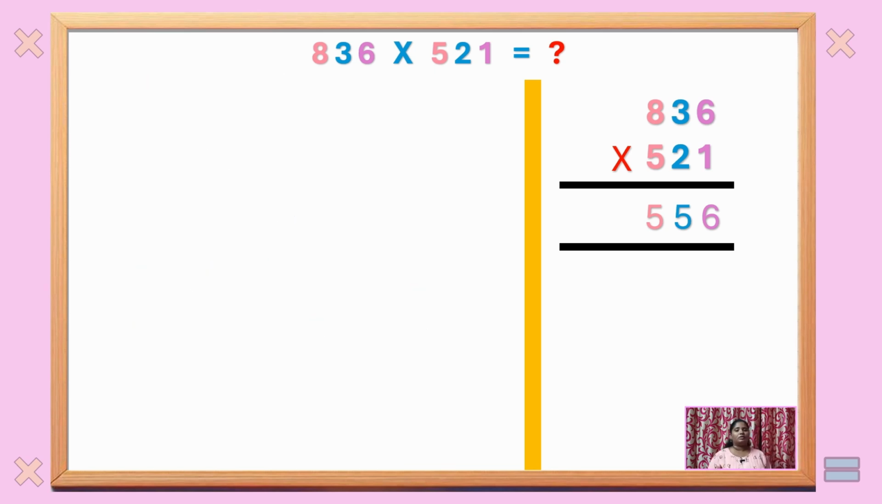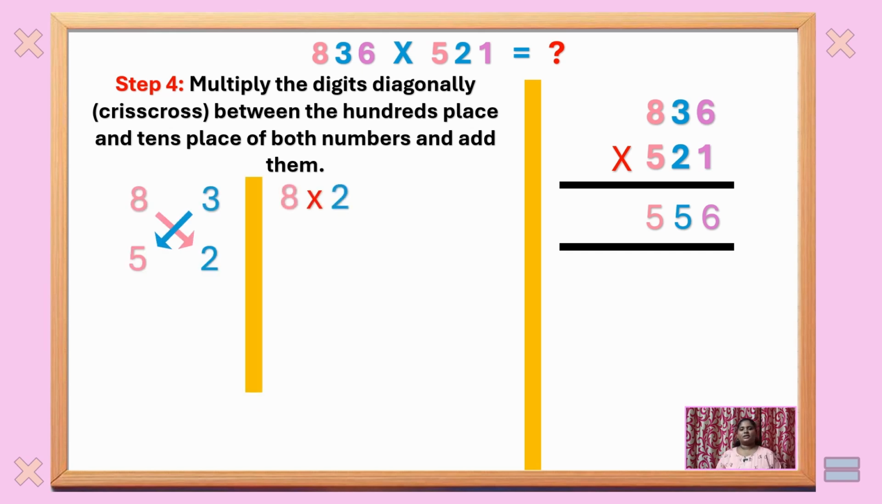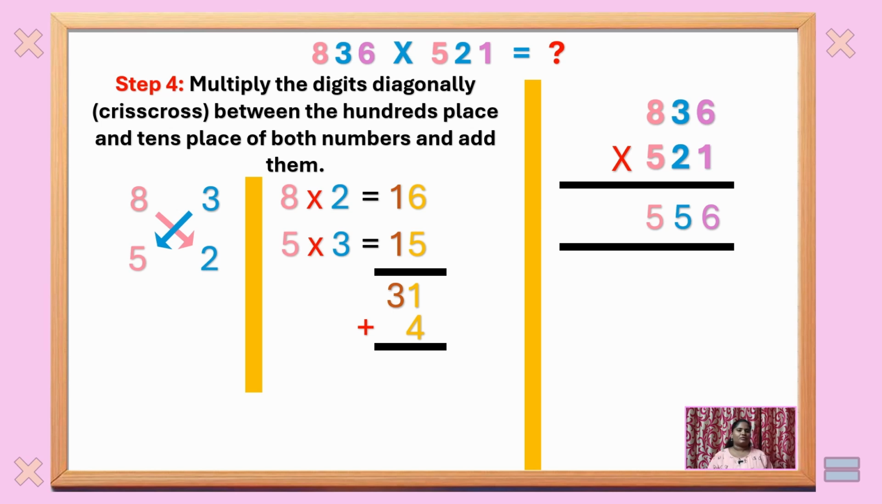Now our fourth rule, doing the cross multiplication of the numbers which are in hundreds and tens place. Let's do it. 8 into 2, 8 twos are 16, 5 threes are 15, and we have a carried number which is 4. Let's do the addition of them. 16 plus 15 plus 4, which will be 35. Again let's put a 5 over here and 3 to be carried out.